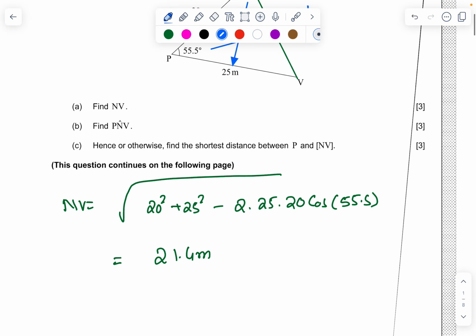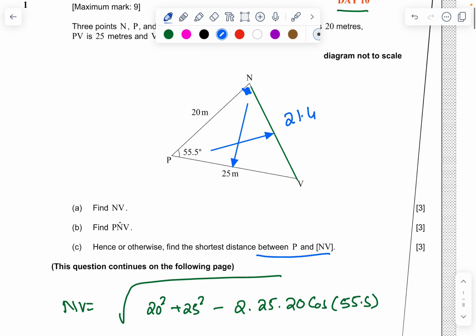Then hence or otherwise calculate the shortest distance from P to NV. Shortest distance from P to NV. The shortest distance, we can see that the perpendicular distance is going to be the shortest distance. Every time you have to use the perpendicular distance as the shortest distance. So I have to find that. So let this be height. So first of all, what am I going to do?